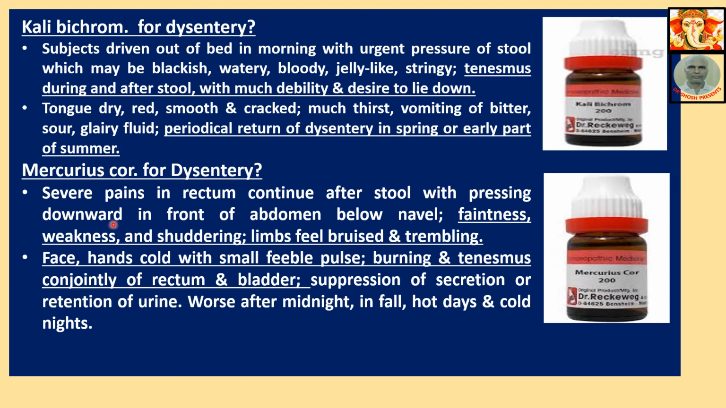Mercurius corrosivus for dysentery. Severe pain in the rectum, continuing after stool with pressing downward in front of abdomen, below the navel. Faintness, weakness, shuddering, limbs feel bruised and trembling. Face, hands cold with small feeble pulse. Burning and tenesmus conjointly of rectum and bladder. Mind it, in my personal opinion, tenesmus is the most severe in case of Mercurius corrosivus compared to all other medicines. Suppression of secretions or retention of urine. Worse after midnight, in fall of hot days and cold nights.